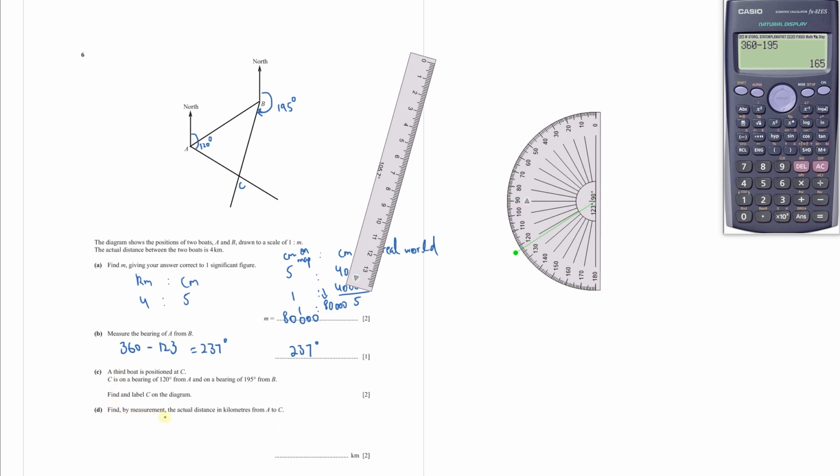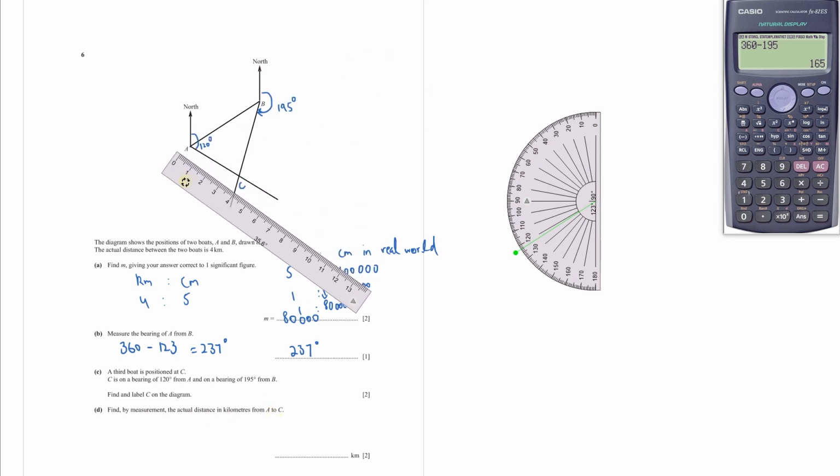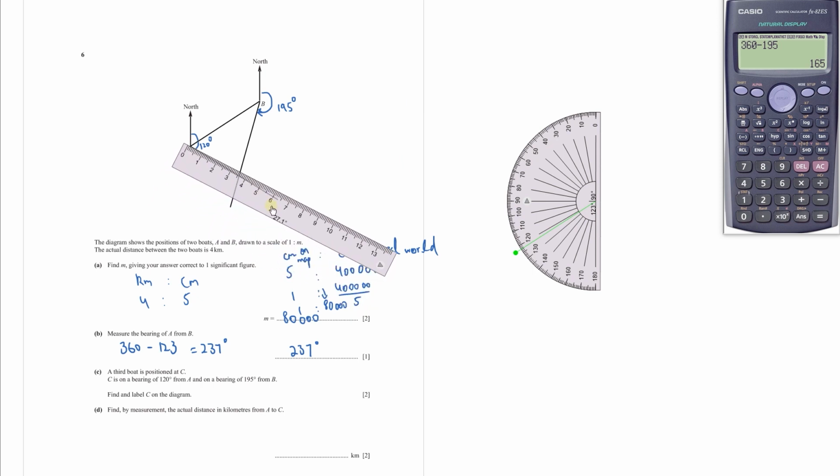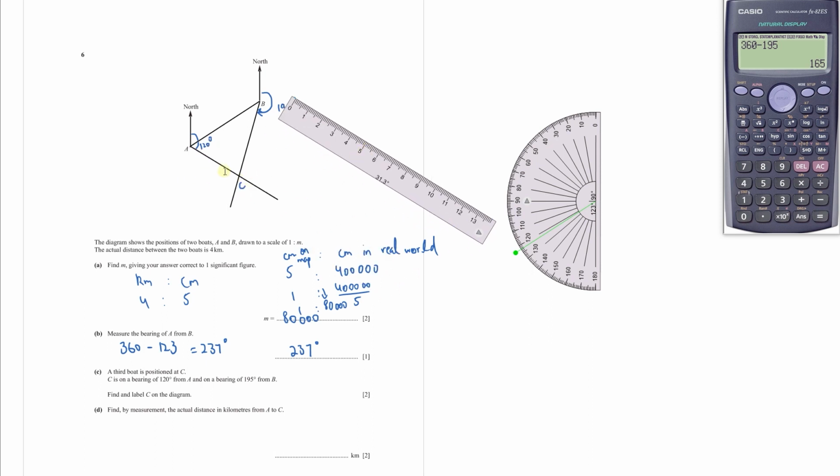The next part is find by measurement the actual distance in kilometers from A to C. So first we need to measure in centimeters and then we will convert it into kilometers. So let me use my ruler here again, and then position 0 at point A. So this is almost 3.5 centimeters. So this point C, so the length AC equals 3.5 centimeters. So we know that 1 centimeter is 80,000 centimeters in real world.